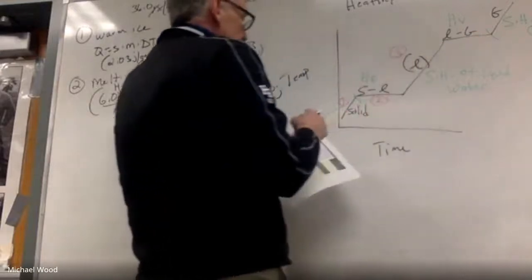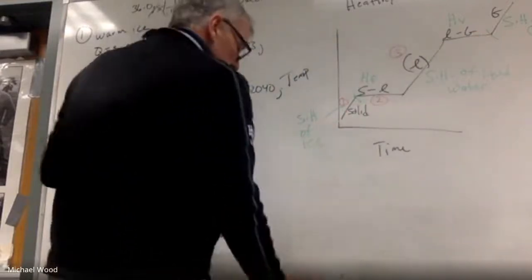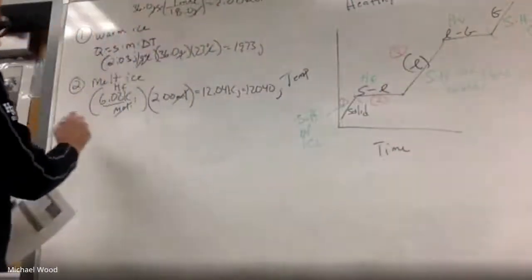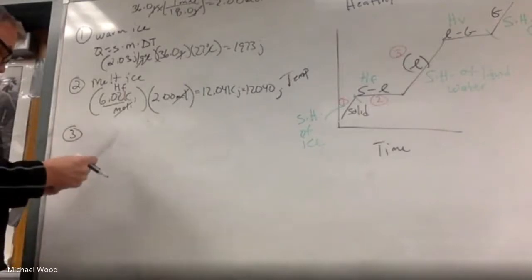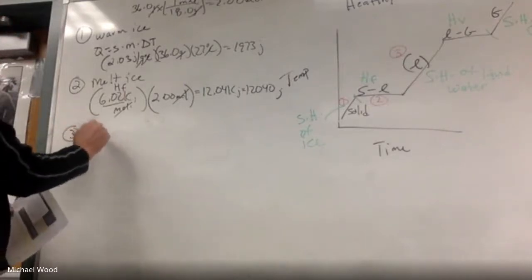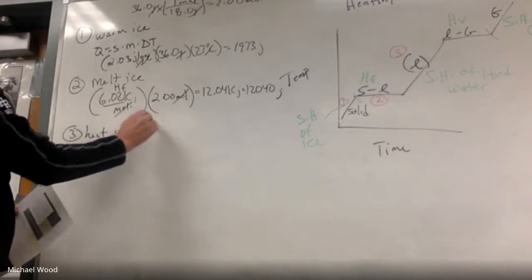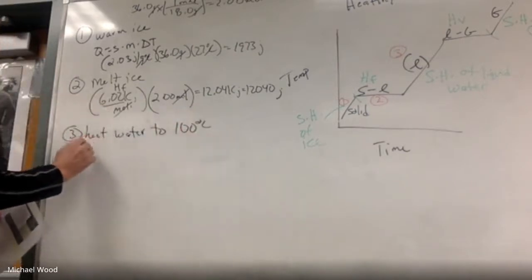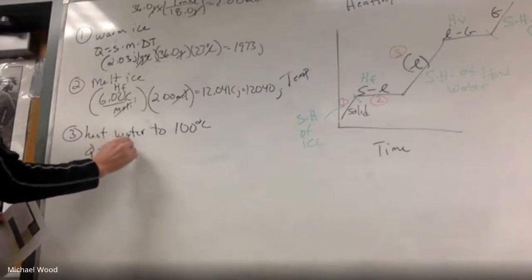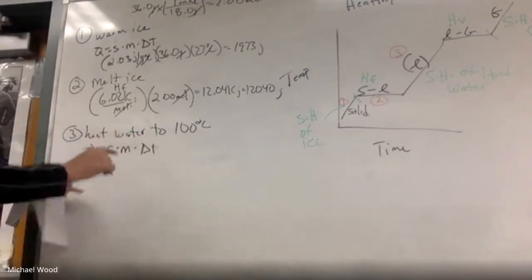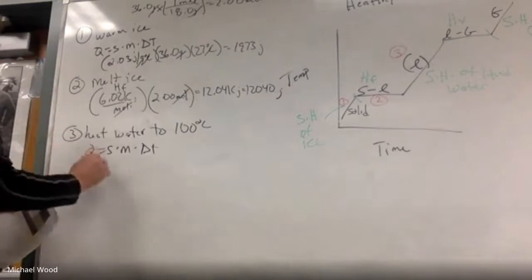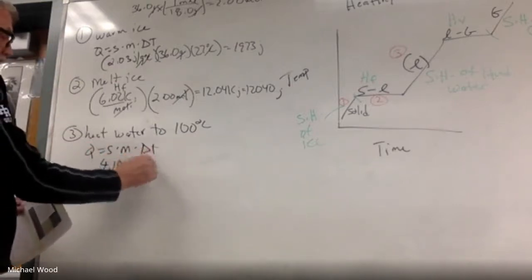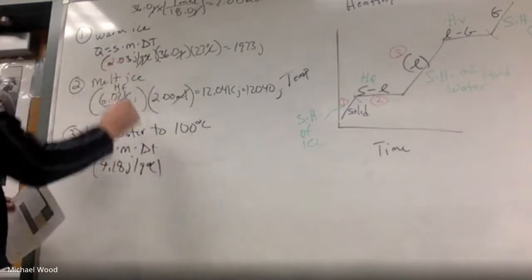And this is where, whenever the graph is going up, we're going to do Q = SmΔT. So step 3 now is going to be to heat the water to 100. So that means, again, I'm going to use Q = SmΔT. But this time, I have a different S. This time I'm going to use the specific heat of water. This was the specific heat of ice.